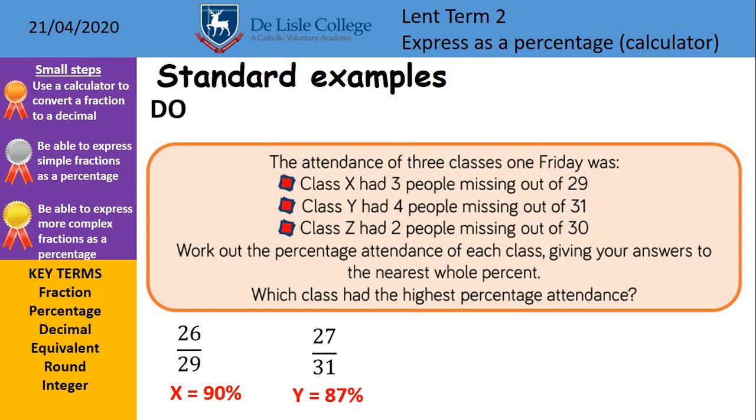For class Z, 2 people are missing. That means 28 out of the 30 are attending. So typing this into my calculator, timesing it by 100 gives me 93.333, so 93.3 recurring. The 3, when I'm rounding, tells me to round back down, so this will be 93%. So which class had the highest attendance? It was class Z.